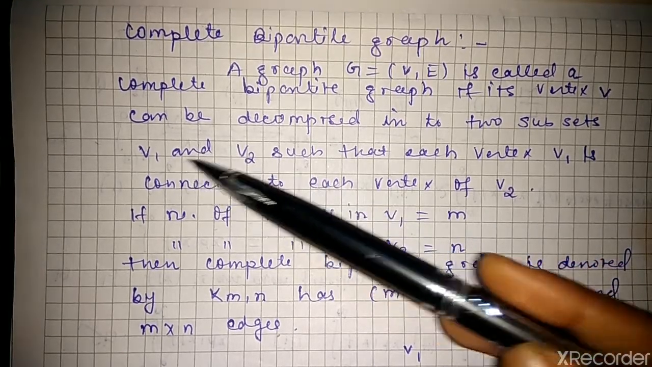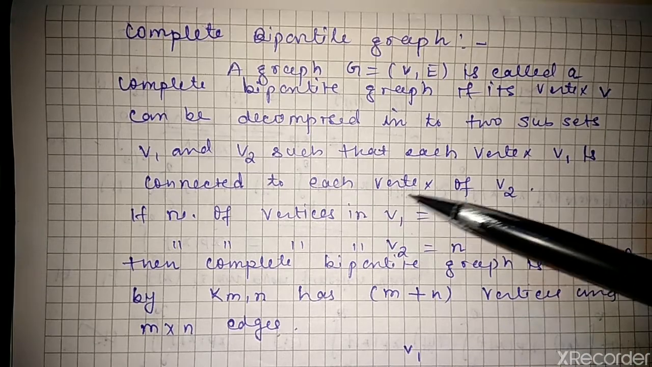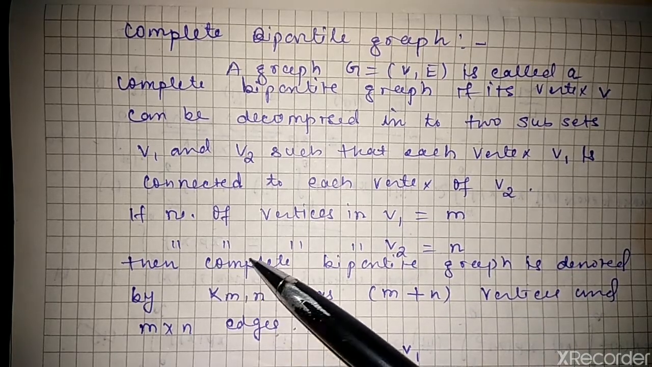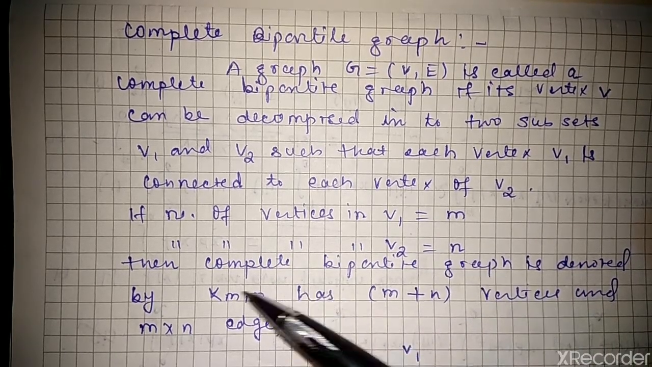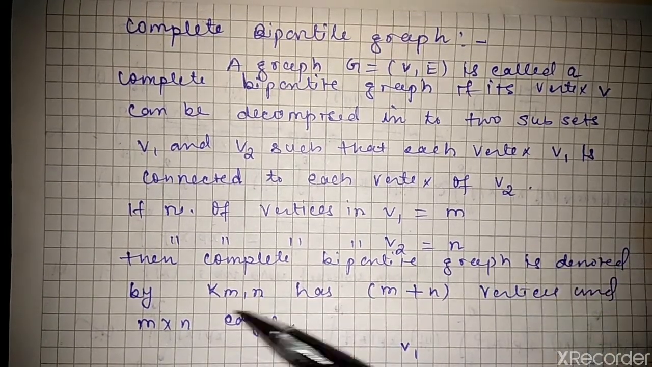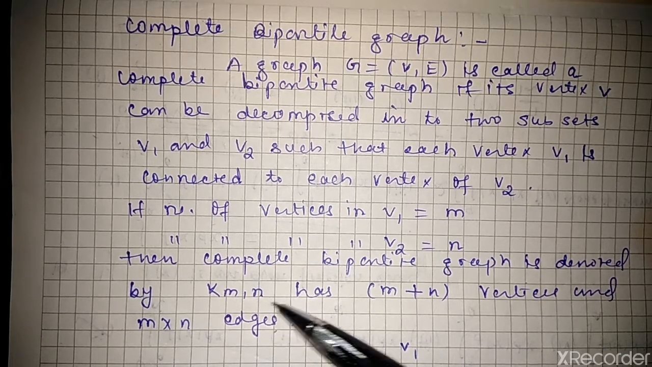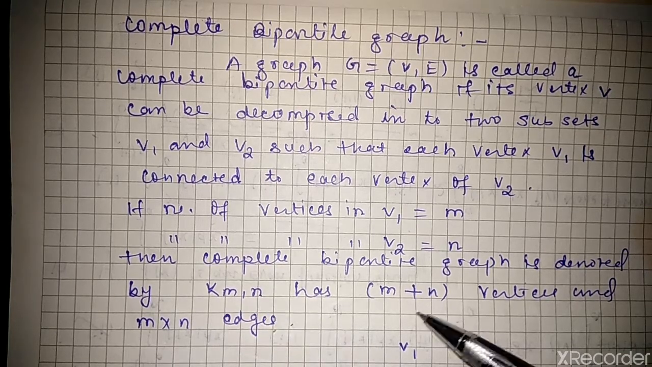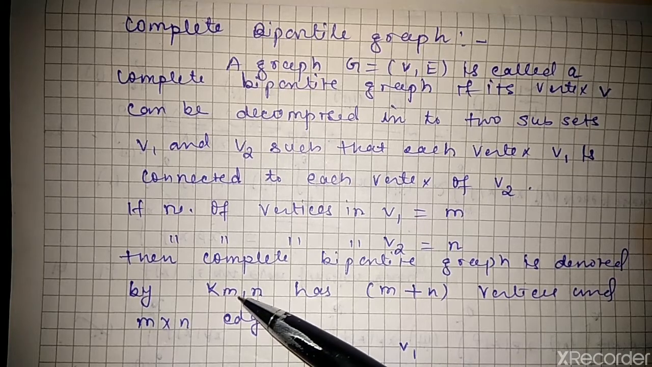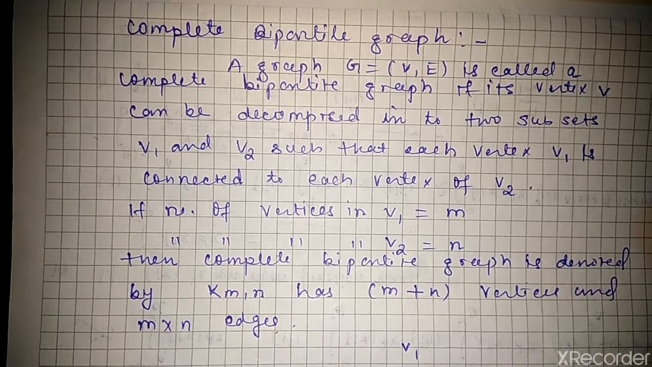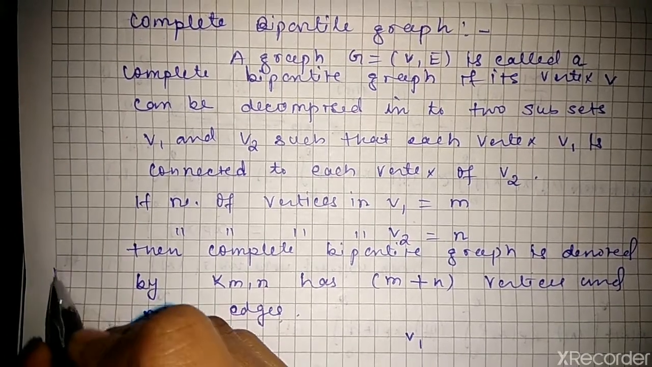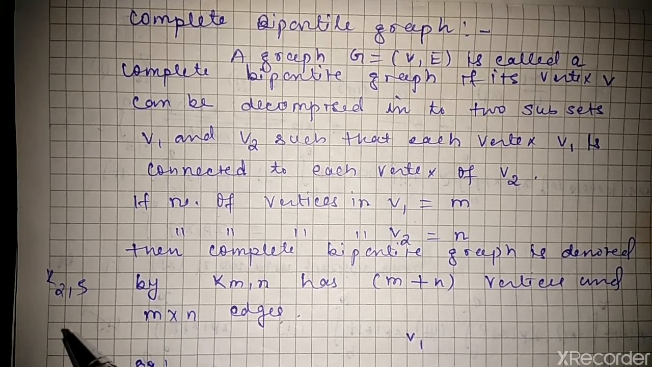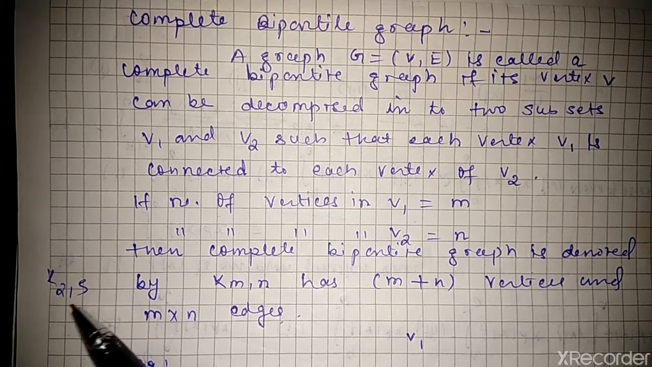So here V1 and V2 are the two sets, and V1 is connected to each vertex of V2. Suppose the number of vertices in V1 equals m and the number of vertices in V2 equals n. Then the complete bipartite graph is denoted by K m,n, and has m plus n vertices: we just add these values. If we multiply m into n, we get the number of edges. So if you are given K 2,5 and asked how many vertices, we simply add 2 plus 5, that is 7.